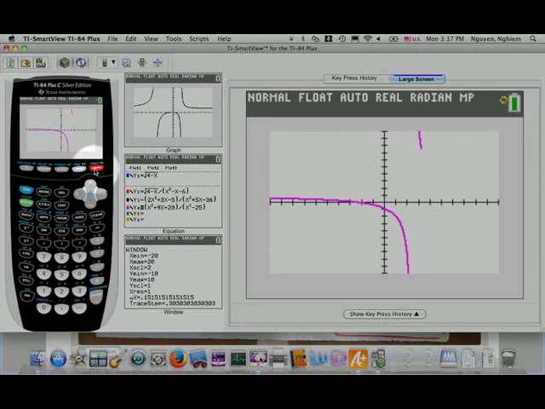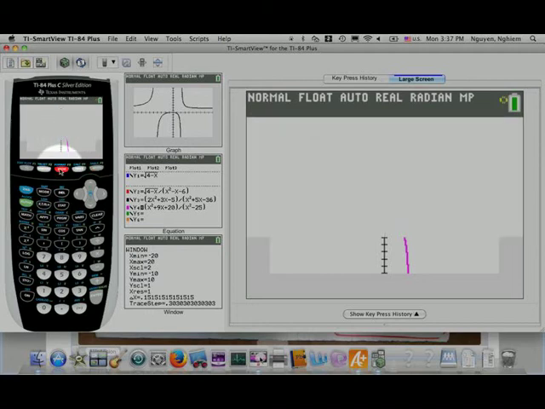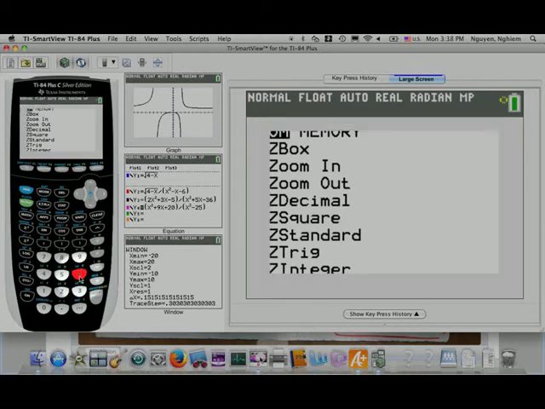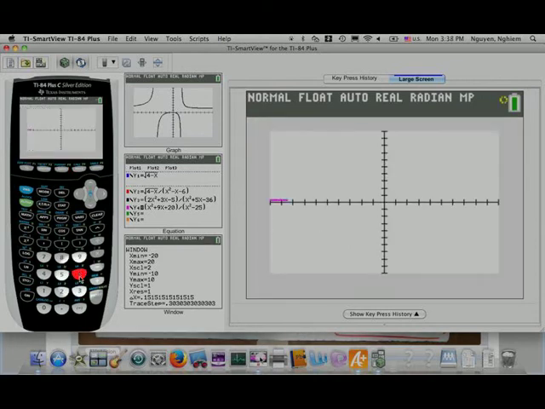You know what? I have the window set to be something bigger than I want it to. So I'm going to hit zoom here and go down to item number 6, zoom standard here. Get the standard window. Things will look a little bit better. And again, we think that there should be a vertical asymptote at positive 5 and at negative 5.